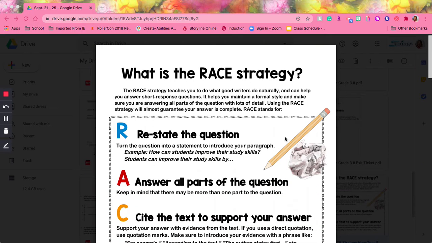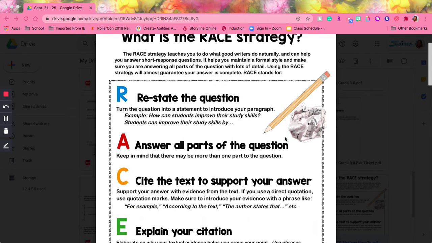What is the RACE strategy? The RACE strategy teaches you to do what good writers do naturally and can help you answer short response questions. It helps you maintain a formal style and make sure you're answering all parts of the question with lots of detail. Using the RACE strategy will almost guarantee that your answer is complete.